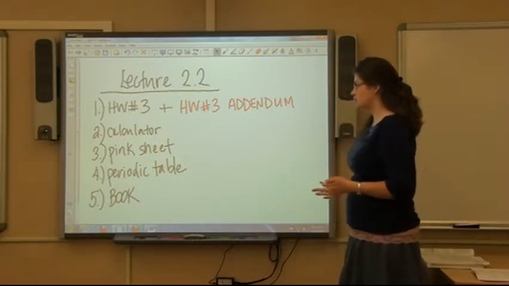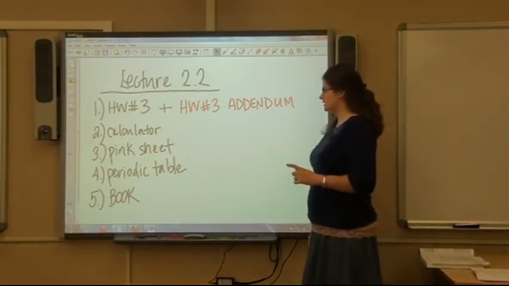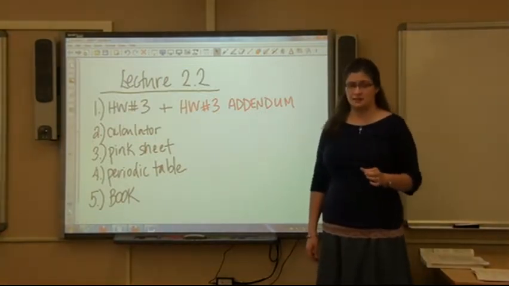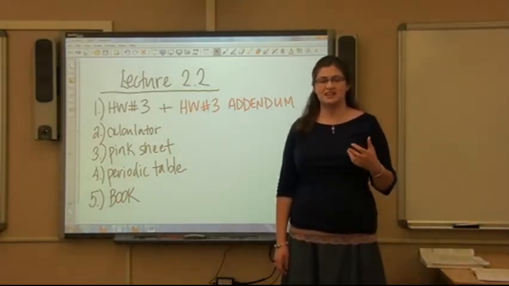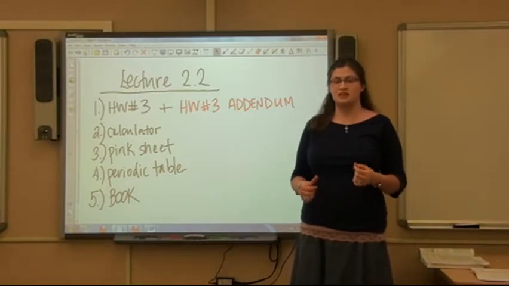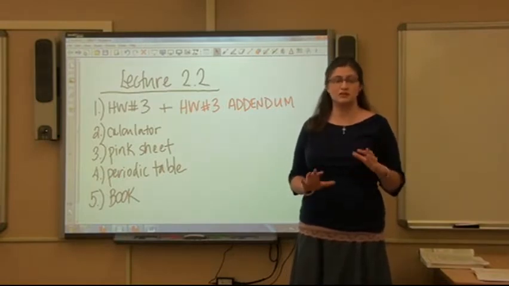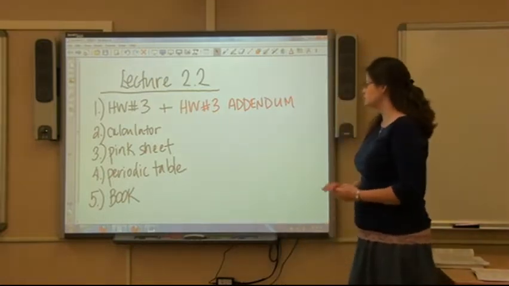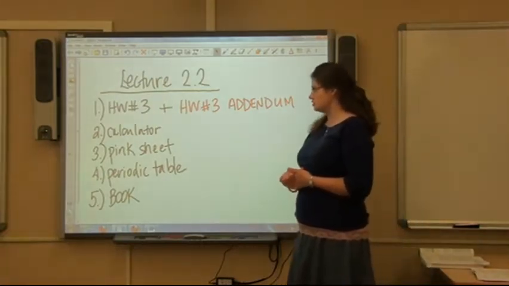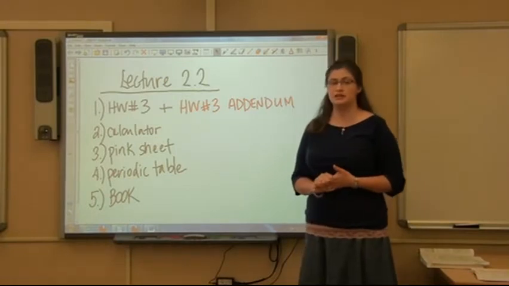Today you will need homework number 3 and you'll need the homework number 3 addendum. I had forgotten to attach a couple of problems to homework 3, so you'll have to print this homework 3 addendum. It's only 5 problems, it's only one sheet of paper, don't panic. You'll need your calculator, your pink sheet, your periodic table, and again tonight you will need your book.